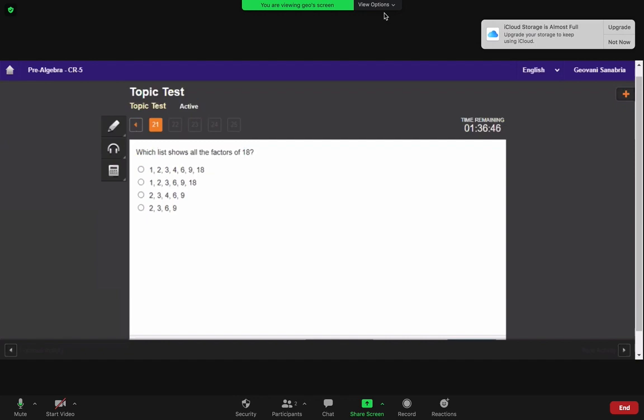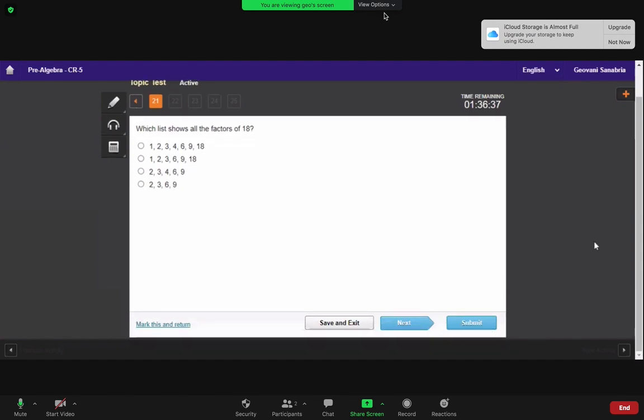Wait, did we skip a bunch? I think I did, yeah. Well, we'll do this one and then we'll go back. Okay. So factors are smaller than 18. This is the one where you do the little tree diagram. And all these numbers, like the first one, they all can go into 18, right?